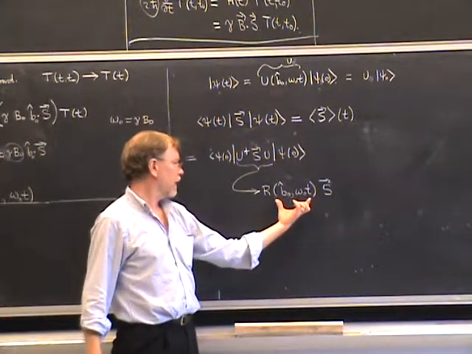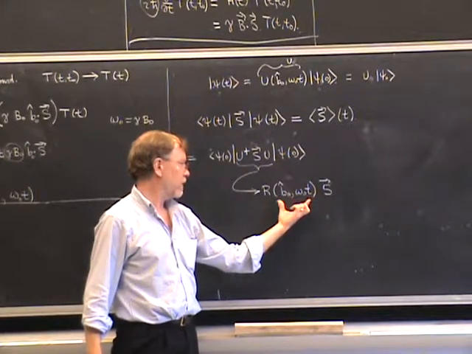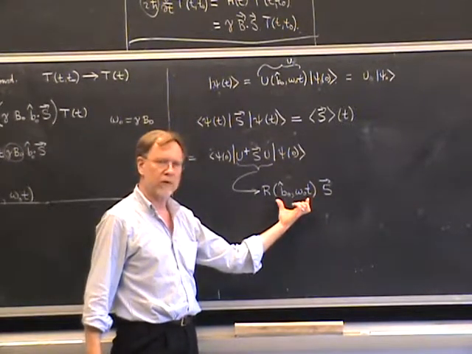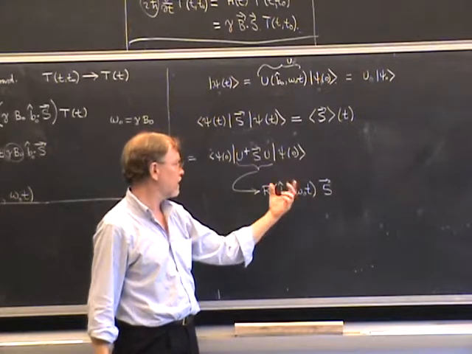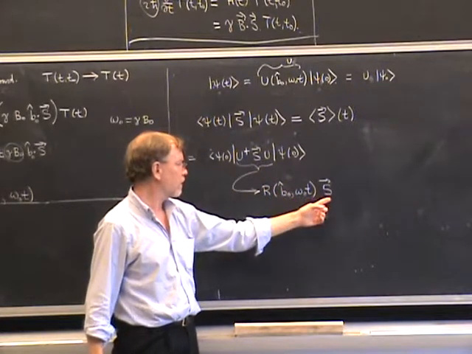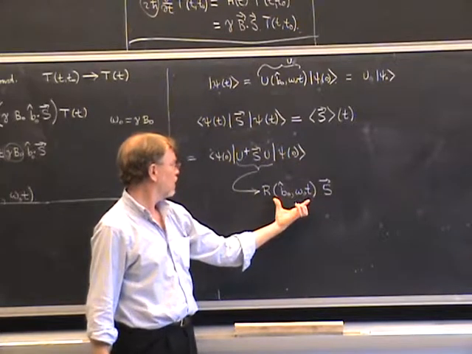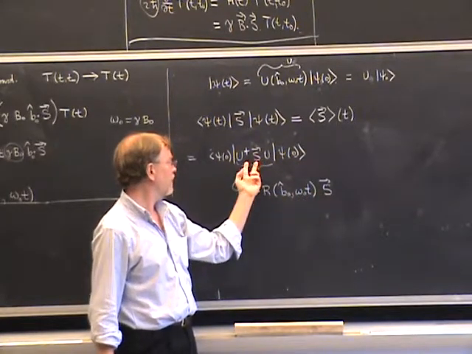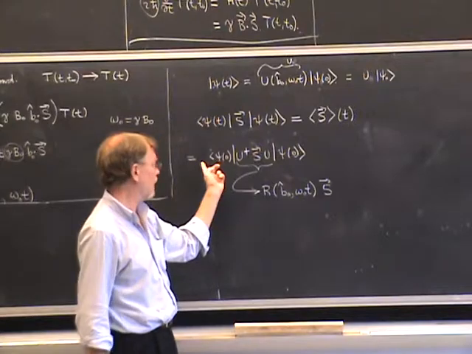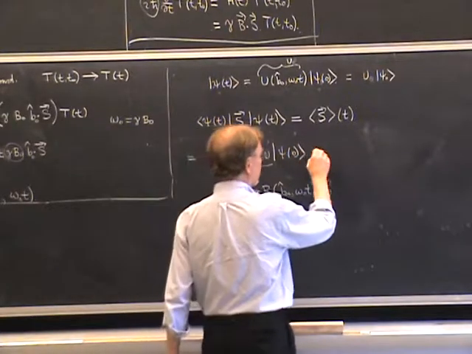Now, this classical rotation is a 3x3 matrix of numbers. They depend on time, but they're just numbers. They're not operators. They don't act on spin states or anything. Whereas S, of course, consists of operators that do act on spin states. So this rotation matrix, which is appearing inside this matrix element, can actually be taken out. And the result is that I can write it this way.